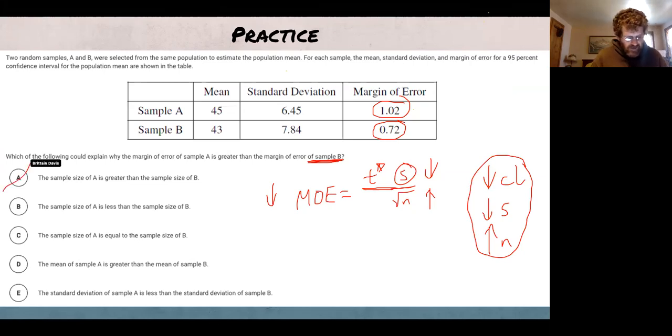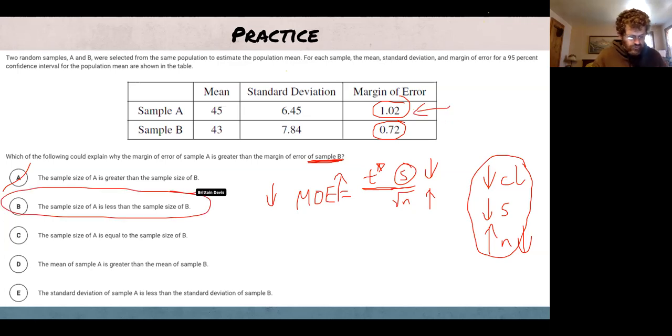The sample size of A is less than the sample size of B. Well, that actually seems plausible. If A has a smaller sample size, then its margin of error should be bigger. So these arrows can flip also. If your sample size goes down, then your margin of error will go up. So A having a smaller sample size would explain that. So that one seems good, so I'm going to circle it. Well, we can always cross it out if we don't like it later.